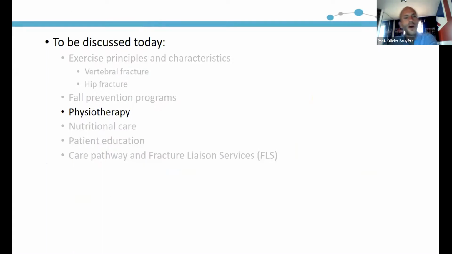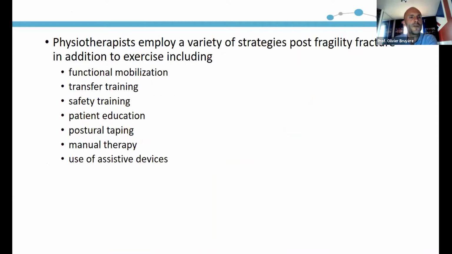Let's move now to physiotherapy in patients with a fracture.